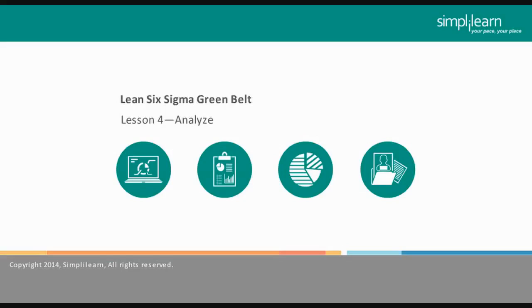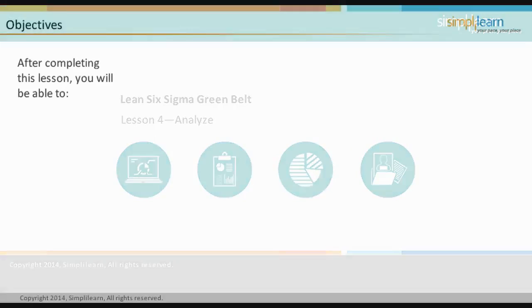In the Lean Six Sigma process, you start with the define phase where you define the problem and then the current process performance is measured. Next is the analyze phase where processes and data are analyzed to identify the root cause of the problem. Let us start with the objectives of this lesson in the next screen.